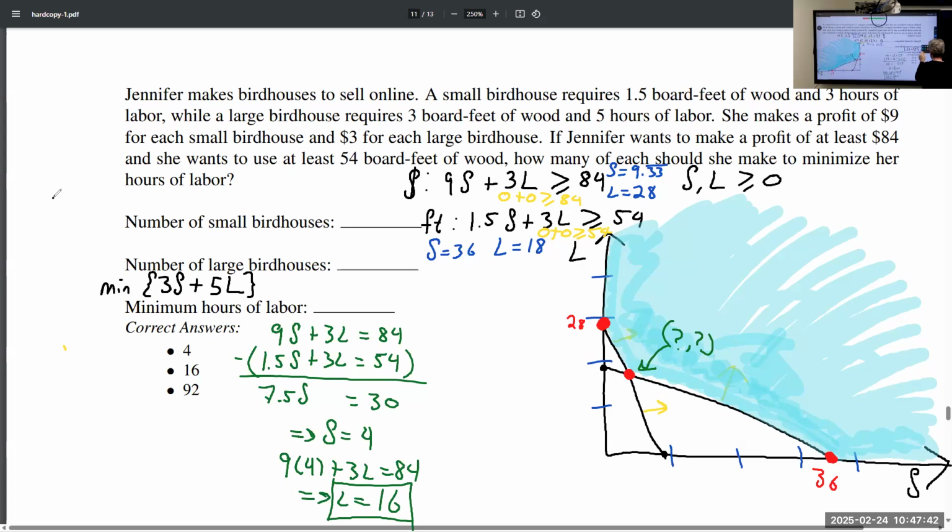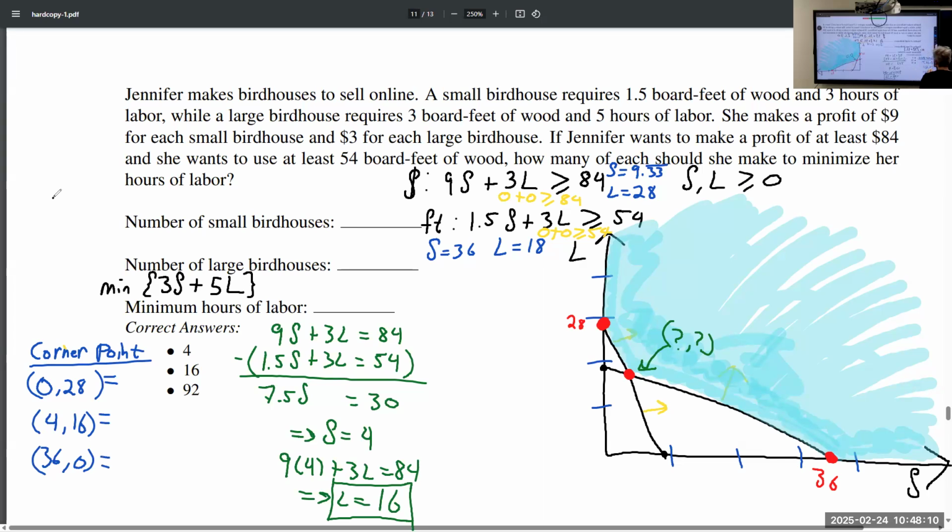Let's not celebrate quite yet, because now we have to find what corner point is the right one. We have 0.28. We have what I think is 4.16. And we have 36.0. And we have to test them.